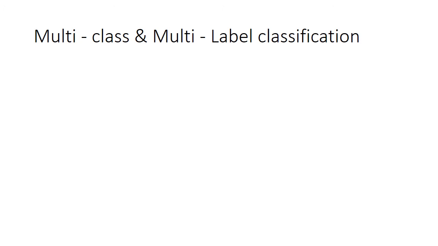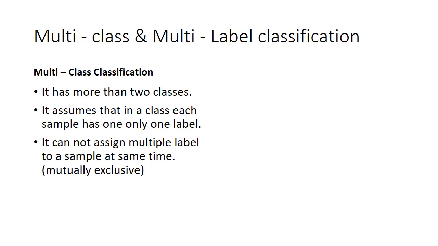Let's move to multi-class and multi-label classification. Sometimes these both become ambiguous, but both are different. In multi-class classification, we have more than two classes. For example, in grain, wheat, rice, millet, etc. are different classes. In this type of classification, each sample has one and only one label. That is, it is mutually exclusive.